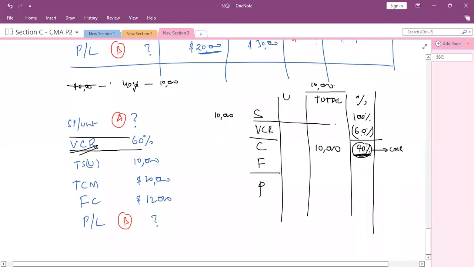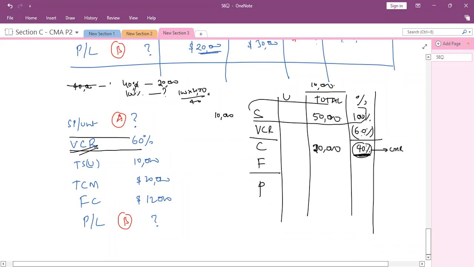What do they ask? Selling price, no? 100% is equal to how much? Is it 10,000 or 20,000? 20,000 is given. Sorry, yes, 20,000. So 40% is equal to 20,000. I'm just checking if you're sleeping or not. 100% is equal to how much? Tell me. 100 into 20,000 divided by 40. How much? 50,000.